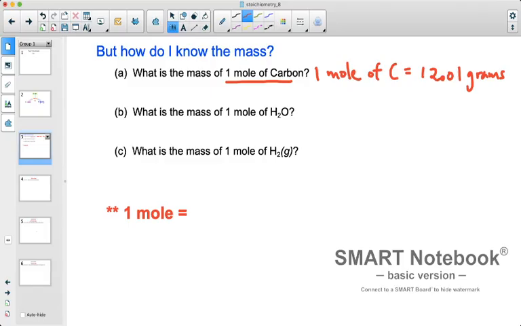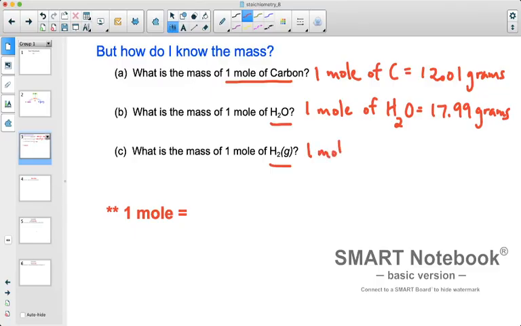But if I now change the substance that I'm looking at, 1 mole of water can also equal 17.99 grams. But if I ask for 1 mole of hydrogen gas, 1 mole of hydrogen gas doesn't equal the other two. It equals 2.00 grams.